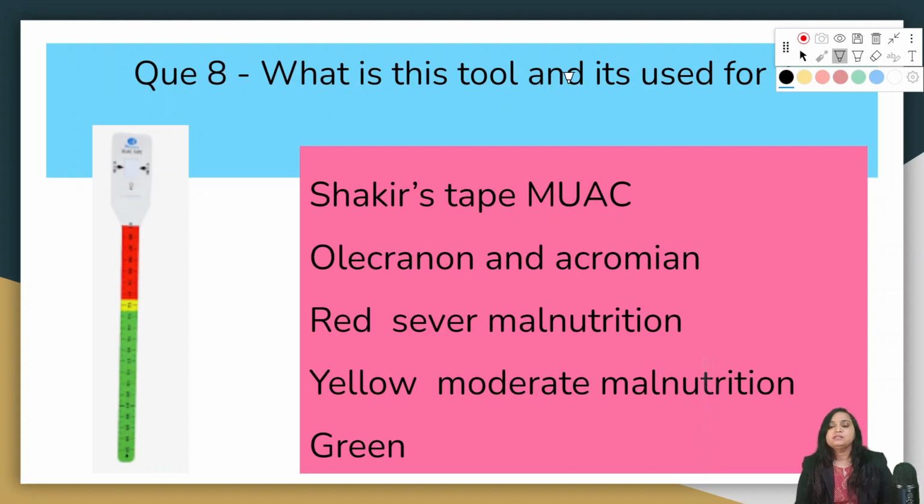Next question. What is this tool and what is it used for? This tool is called Shakir's tape. It is used for mid-upper arm circumference. The mid-upper arm circumference should be taken between the olecranon process of the ulna and the acromion process of the scapula. The midpoint is taken, and if it is red, it means severe malnutrition. Yellow means moderate malnutrition. Green means the child is normal.